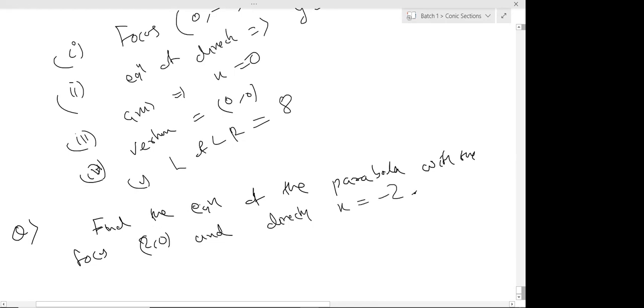Now they are asking about the equation of the parabola. So try to draw a rough diagram from this data. Then you'll know the type of the graph that you are drawing. Then you will know the equation. You can put the value of a. You'll get the equation. Try to solve.